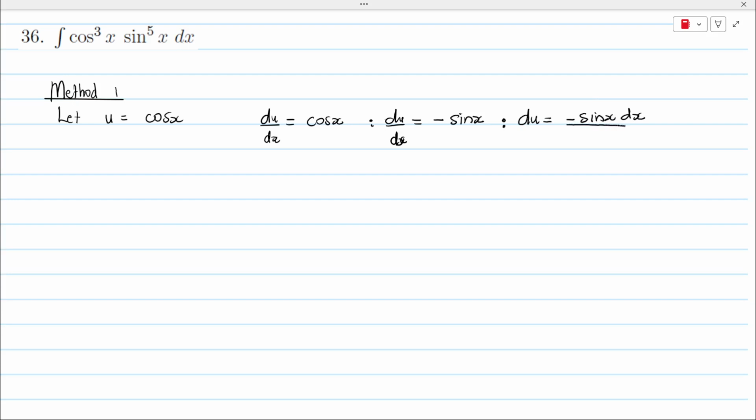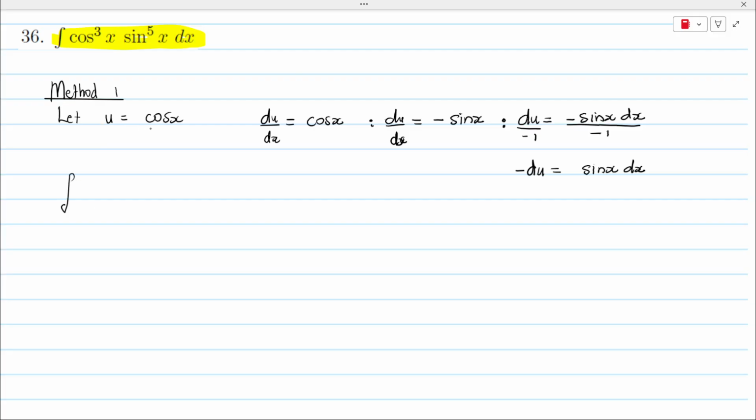Side note. Next, I will divide by negative 1. Sorry about that. Okay, then I'll say divide by negative 1. So my du will be equal to, now it's negative because I've divided by negative 1, sine x dx. I've separated the du and the dx. Now I will rewrite my original equation, the one that I'm given here. So I will put my integration sign.